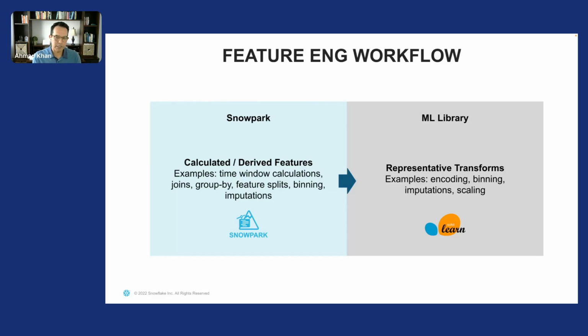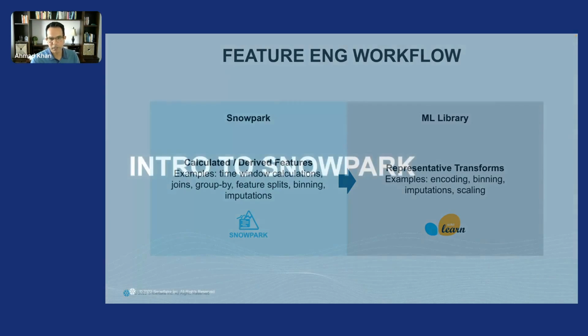A lot of them for structured data tend to use scikit-learn, so I'll use that as an example in the demo today, to do things like encoding and binning. And so there's a lot of gray area. You can do a lot of this stuff in Snowpark as well, but this is sort of for one-hot encoding and encoding. Use the ML library. For calculated features, you can use Snowpark.